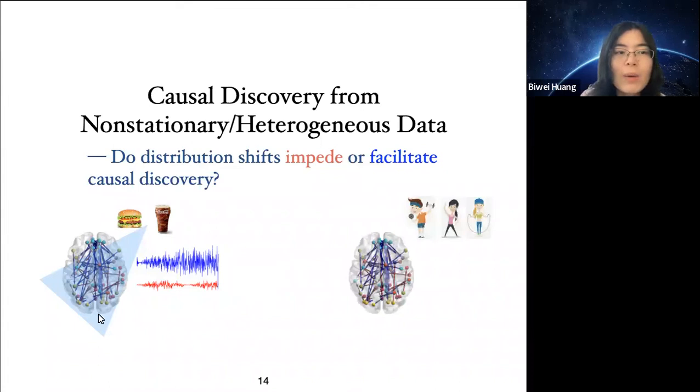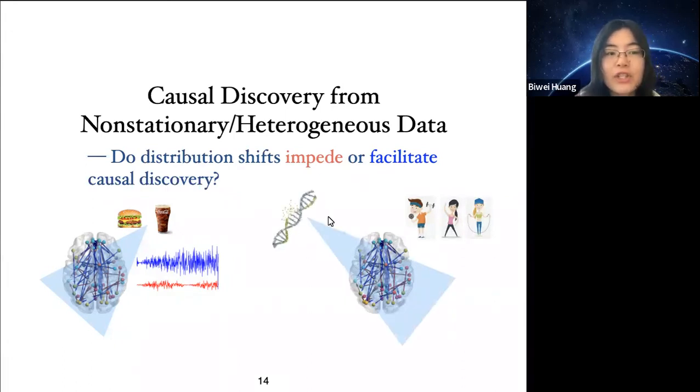And moreover, when we concatenate data from different subjects for analysis, it's usually the case that the genetic factors that influence the measured variables vary across subjects, leading to varying data distributions across subjects as well. However, usually the genetic data are not available, and directly ignoring such hidden confounders may give us misleading results, including spurious connections or wrong causal directions.